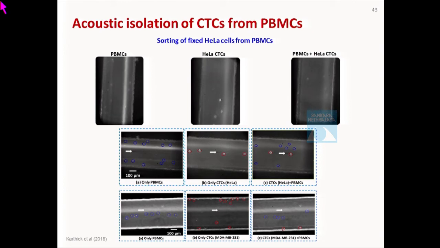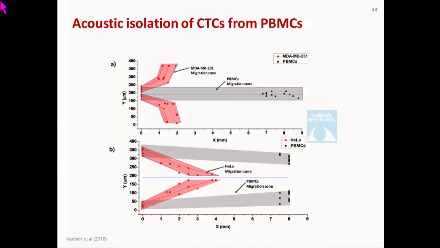which are negative contrast factor, so here the mixture was sent in the middle. The PBMCs just follow their streamline, whereas the MDA-MB cells have gone to the walls. So this just shows pictorially. The mixed population was sent in the middle, and here the PBMCs just stay near the center, and the cancer cells have migrated to the wall and get separated.